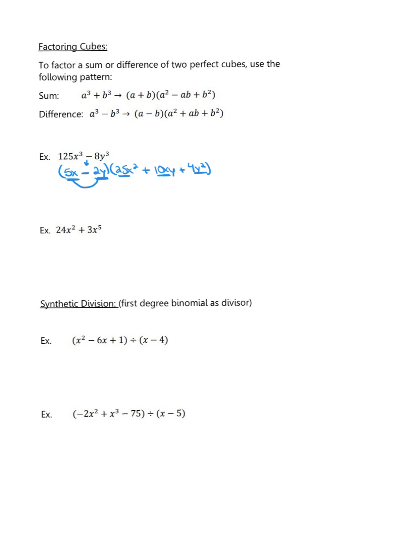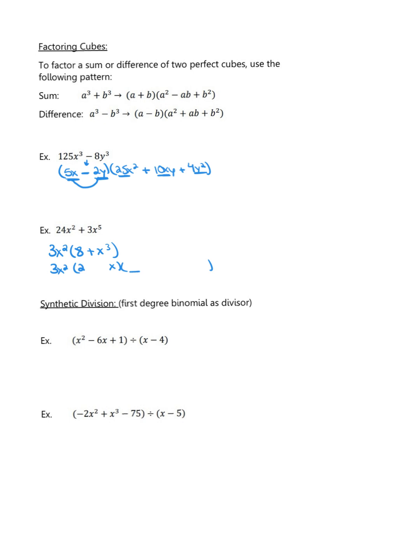So both numbers are divisible by 3, and both terms have at least x squared. So we're going to pull out the GCF of 3x squared. That would give me 8 plus x cubed. Now 8 is a perfect cube, and x cubed is a perfect cube. So we're not going to lose our GCF. And then we're going to factor 8 plus x cubed. So the cube root of 8 is 2, and the cube root of x cubed is x.